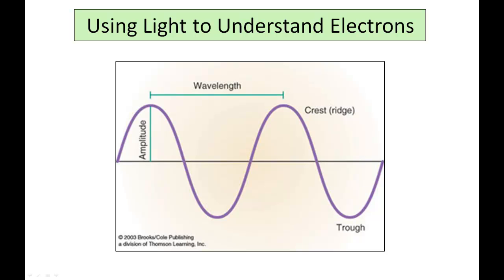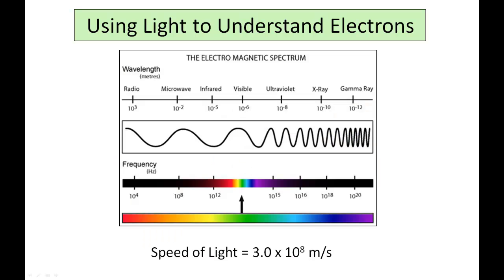In order to understand the quantum mechanical model of the atom, we need to understand how light waves move through space, and how to label those waves. The top of a wave is called a crest, and the bottom of the wave is called a trough. The distance between two crests or two troughs is called a wavelength, and the height of that wave is called amplitude. The speed of light in a vacuum is 3.0 times 10 to the 8th meters per second, and that is for every light wave possible.